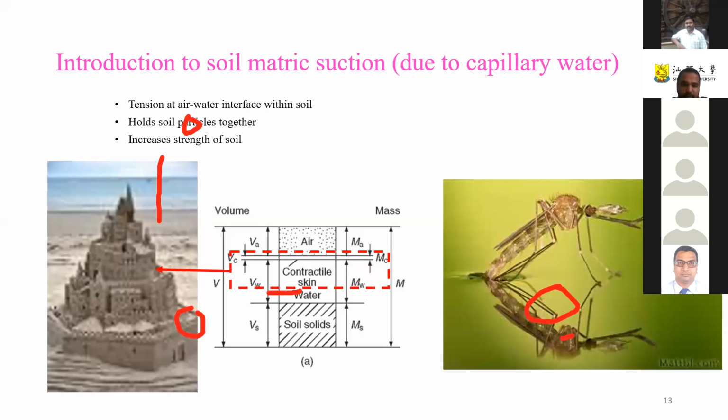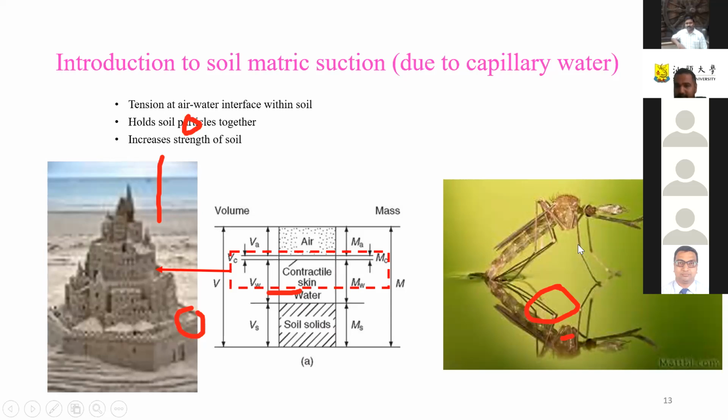Okay, so this contractile skin is an air-water interface, which helps to hold soil particles together. That is one reason why, as we can see on the left side, a sand castle can stand vertically at 90 degrees if you make it with sand which is neither very wet nor very dry. That is because the contractile skin in the soil helps to hold the soil particles together. So exactly the force that exists in this air-water interface, we call matric suction or tension.